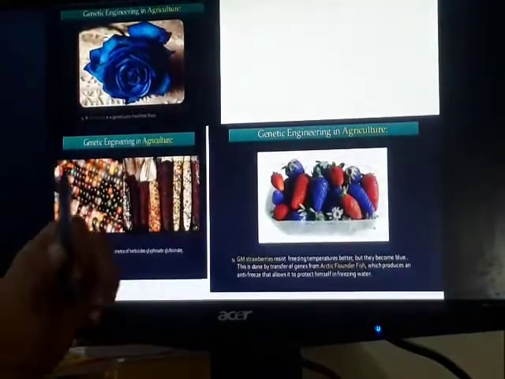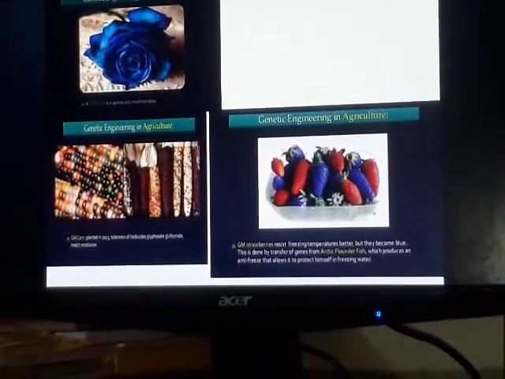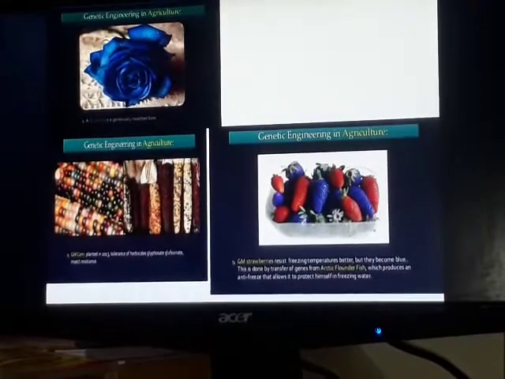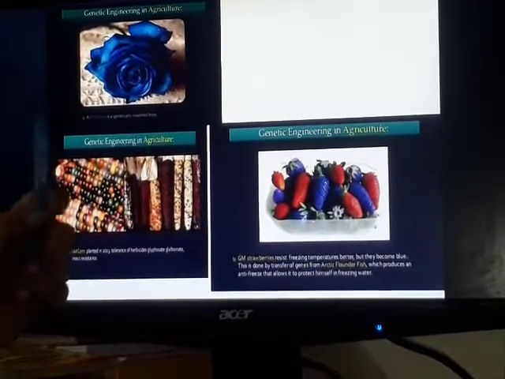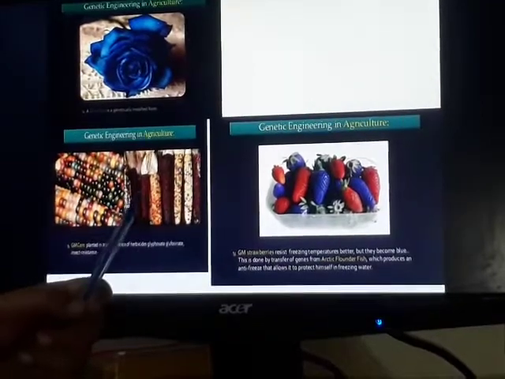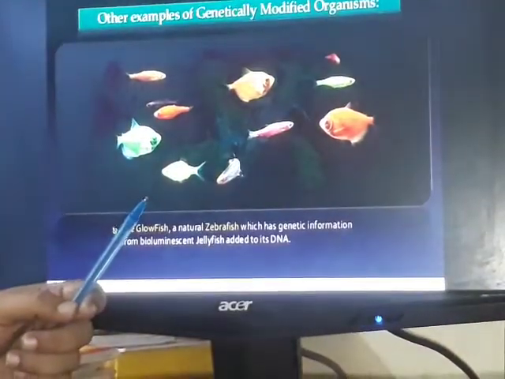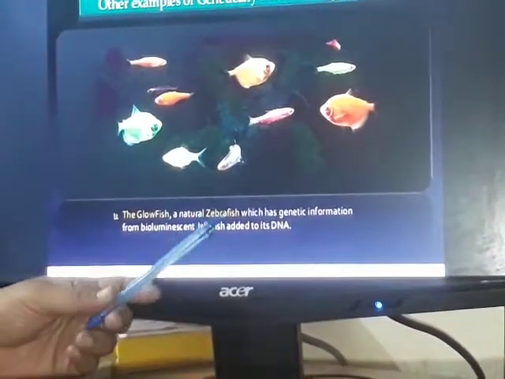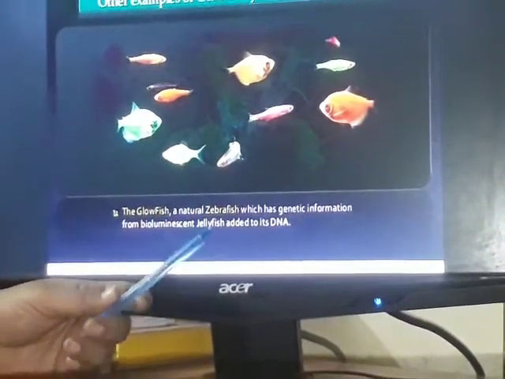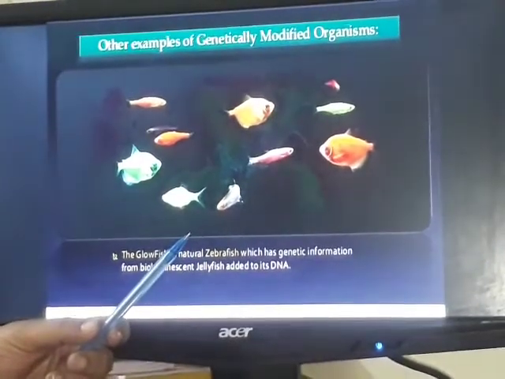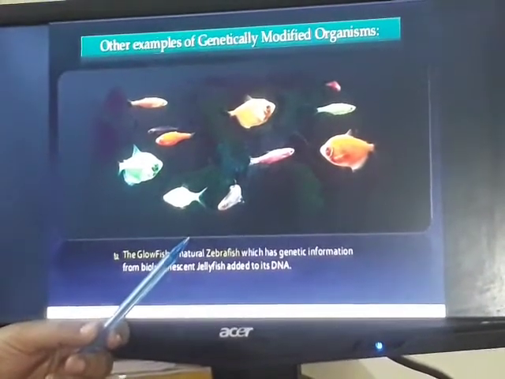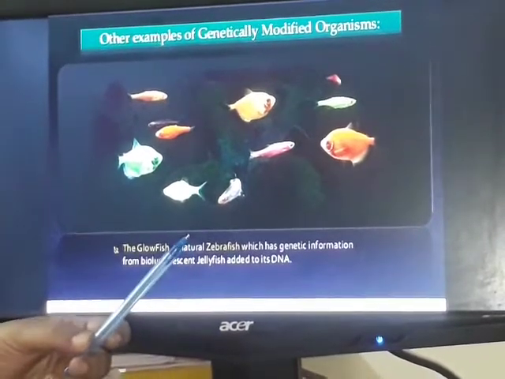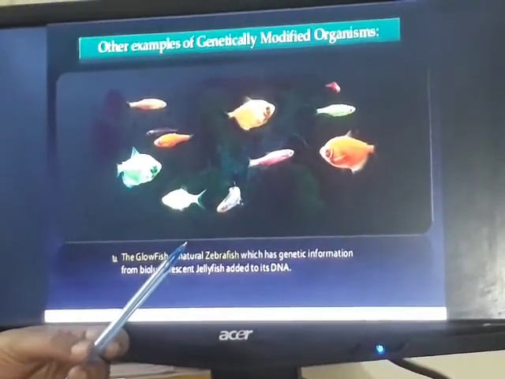You can see they have also contributed much in agriculture. They have many genetically modified crops. You can see here a blue rose, corn, and strawberries, and you have genetically modified organisms like the glowfish, a natural zebrafish which has genetic information from bioluminescent jellyfish added to its DNA. So much has been contributed towards industry, research, medicine, agriculture, and so on. Thank you.